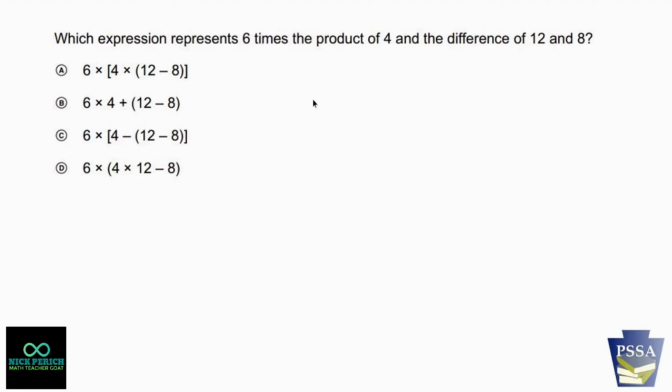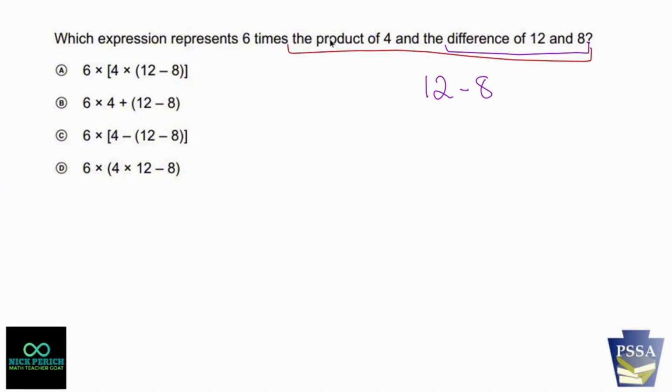All right, so first things first, let's go from the inside. Let's do the difference of 12 and 8 first. Difference means minus. So 12 minus 8 is going to be the difference of 12 and 8. Now, we need to find the product of 4 and that.